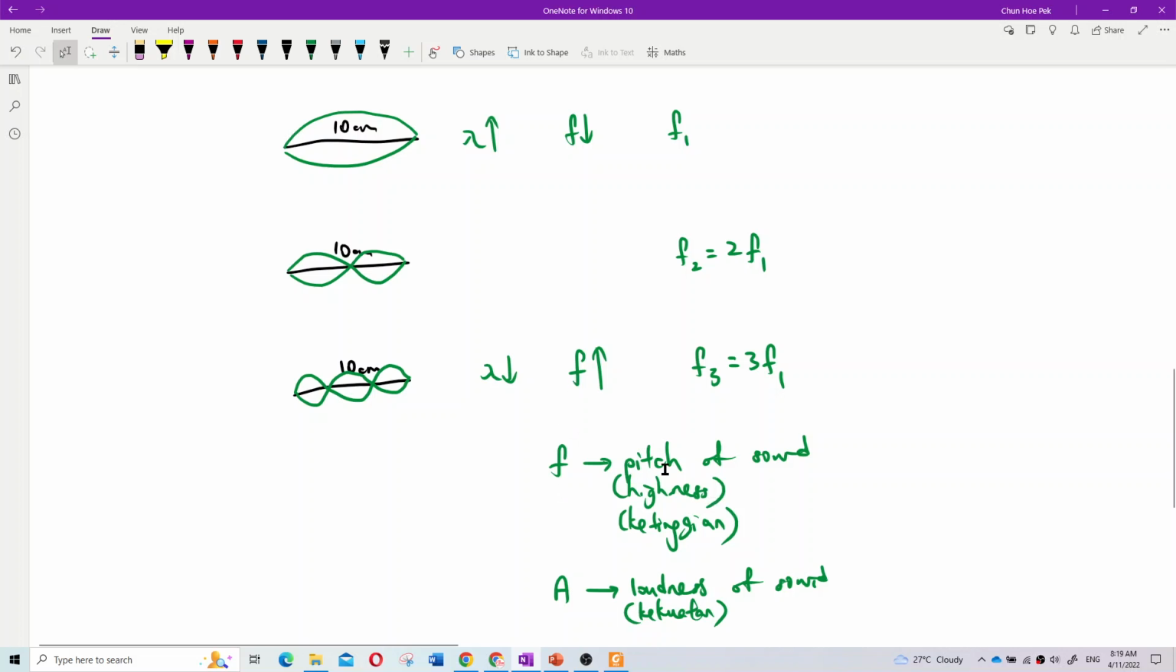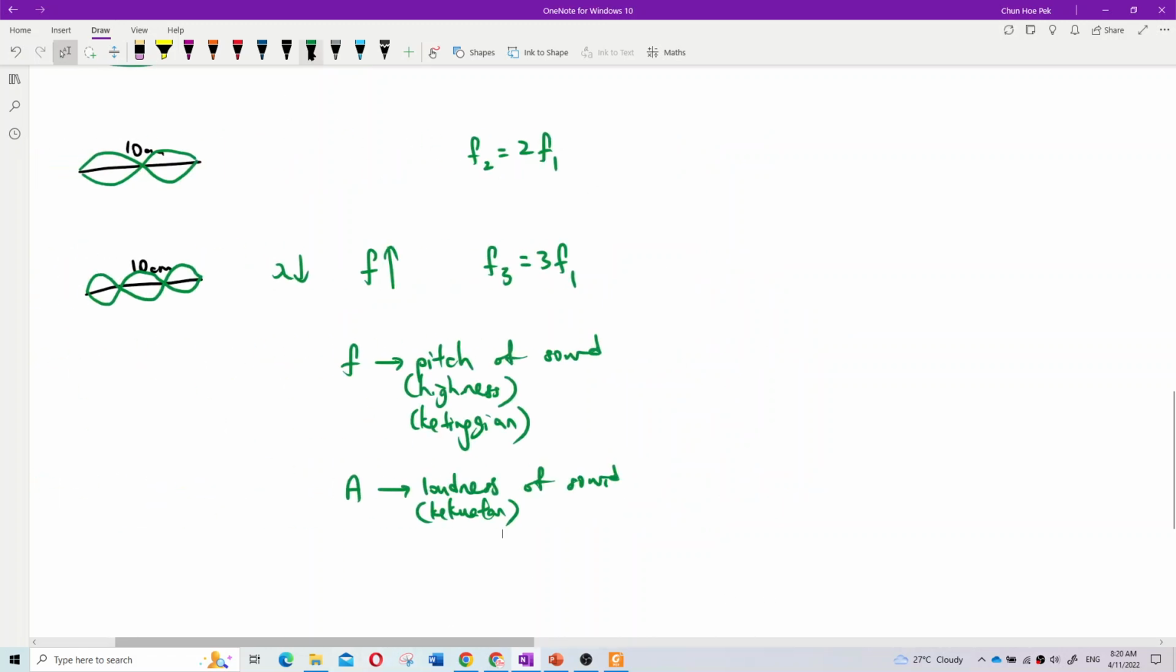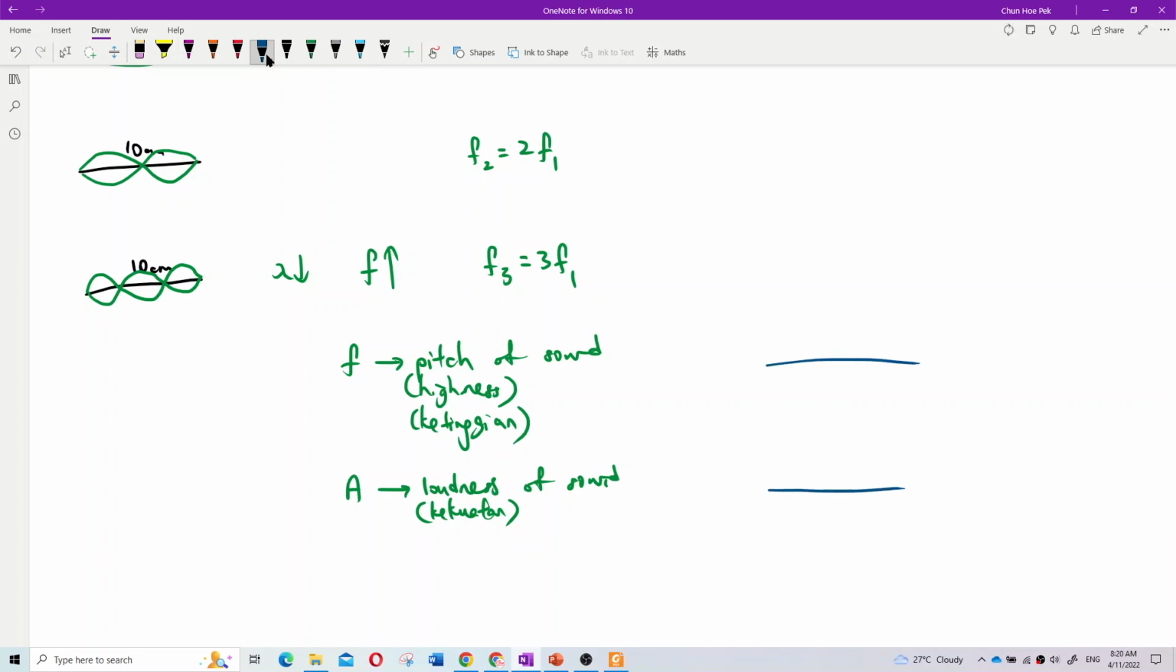So if frequency is referred to as the highness of sound, the pitch of sound, what is frequency? Okay, this one also I have to explain a little bit, a little bit about frequency and amplitude. So I let you see a few waves, and you tell me how to look at amplitude and how to look at frequency.